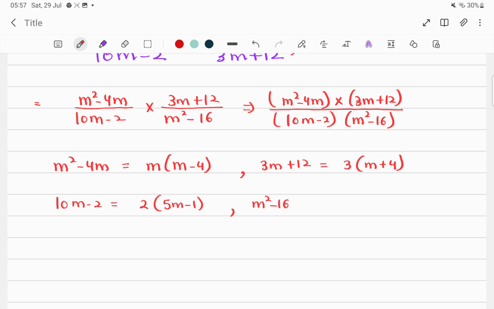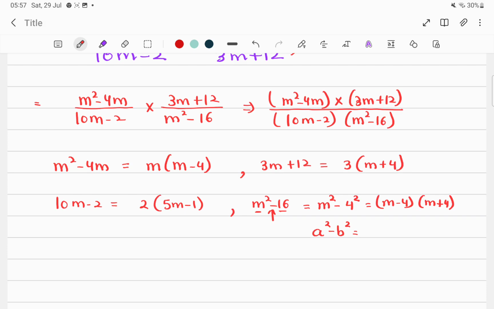It is a very special kind of factorization. This is known as the difference of the squares of two numbers. So this is m squared minus 4 squared, and this equals m minus 4 times m plus 4. This is the rule, a squared minus b squared. Both numbers should be represented as squared numbers.